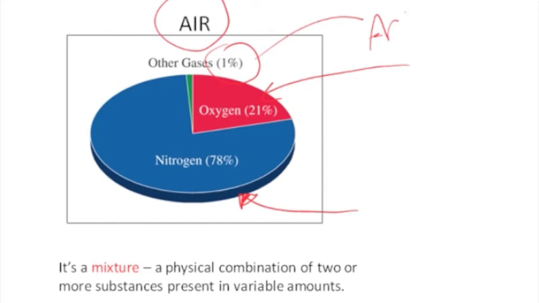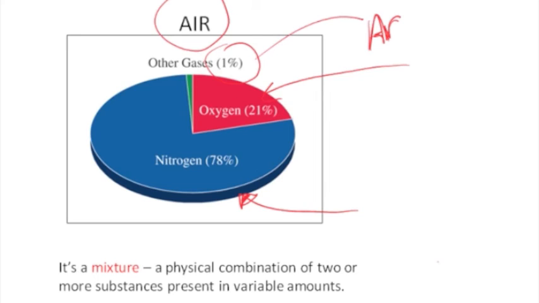So our air is a mixture. And again, a mixture is a physical combination of two or more substances present in variable amounts. So air, even though we call it air, we know it's the stuff we breathe, we know it's a gas, but it varies depending on where you are. Are you inside or are you outside? Is it the breath you just breathed in, or is it the breath you just breathed out? So all of these subtle changes do affect the composition of air, and so the mixture changes.